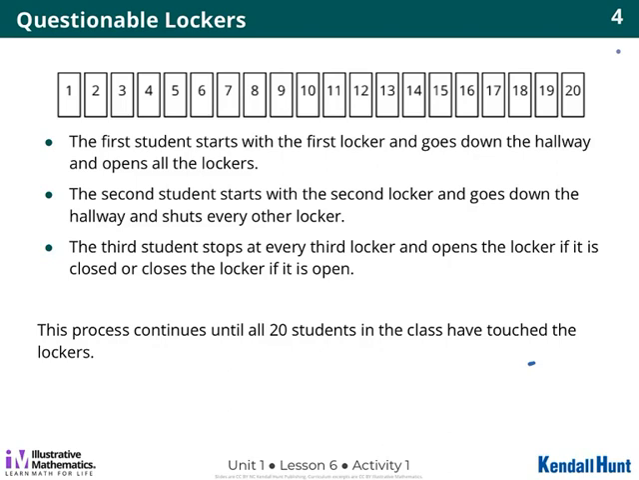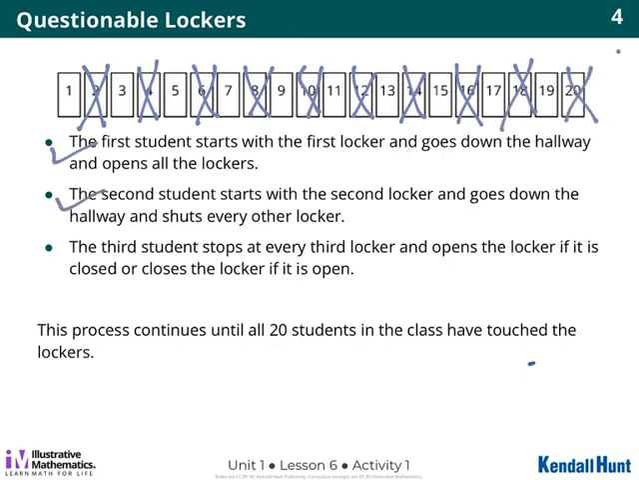So basically, when we start with the first student, he goes down the whole row and he opens all of them, right? So the second student starts with the second locker and he shuts every other locker. What is the second student counting by, everybody? 2s. So count by 2s for me. 2, 4, 6, 8, 10, 12, 14, 16, 18, 20.